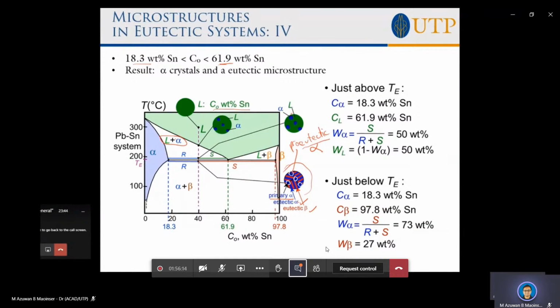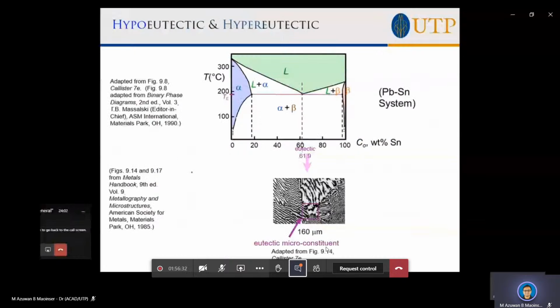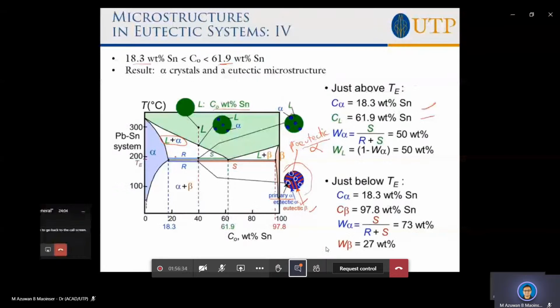So all these are just telling you about the composition which you read by the tie line. If you are before the TE, TE ni adalah eutectic temperature. Before that, your tie line is shorter, nampak sampai kat sini sahaja. That will tell you the composition of the liquid and the composition of the alpha. Once you cross the eutectic temperature downwards, your tie line becomes panjang lagi. This one is the composition of the alpha and then this is the composition of the beta.